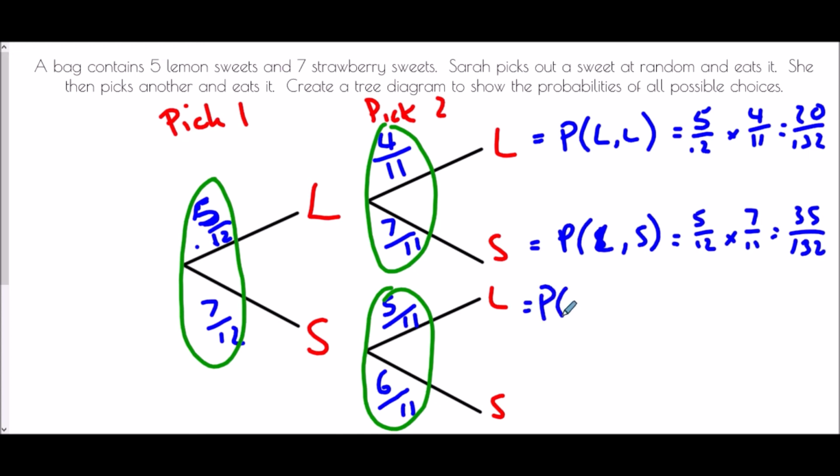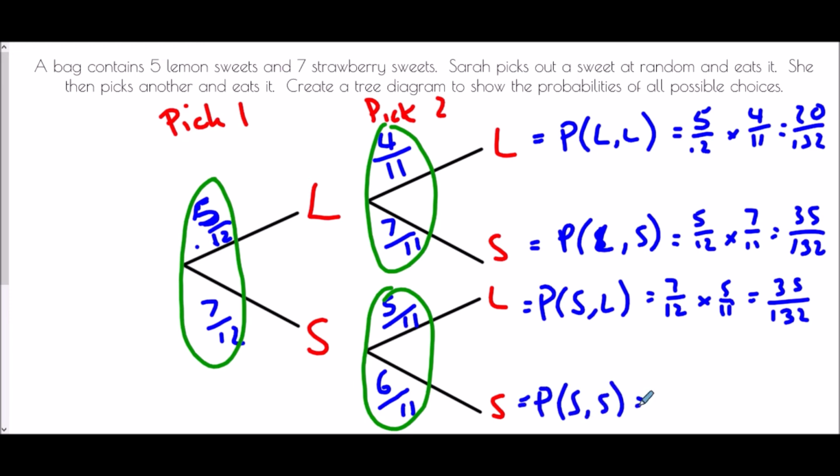Next, the probability of getting a strawberry followed by a lemon. Well, that is going to be 7/12 multiplied by 5/11. It's 35 out of 132. And the last one, the probability of getting a strawberry followed by a strawberry is going to be 7/12 times 6/11. We've got 42 over 132.